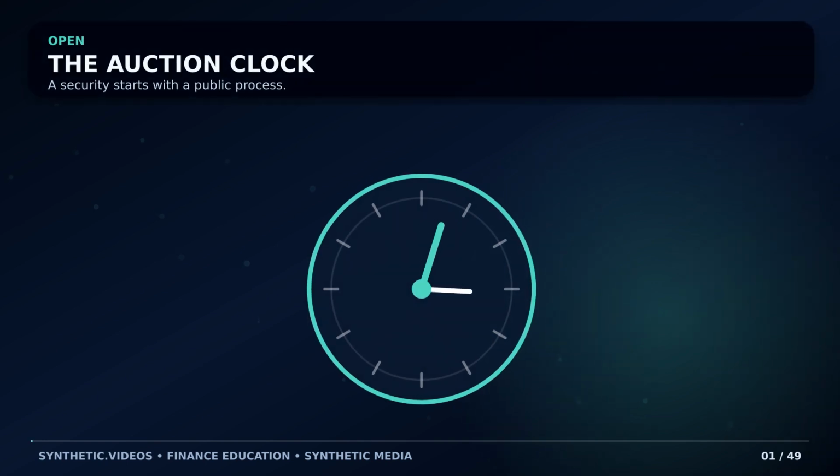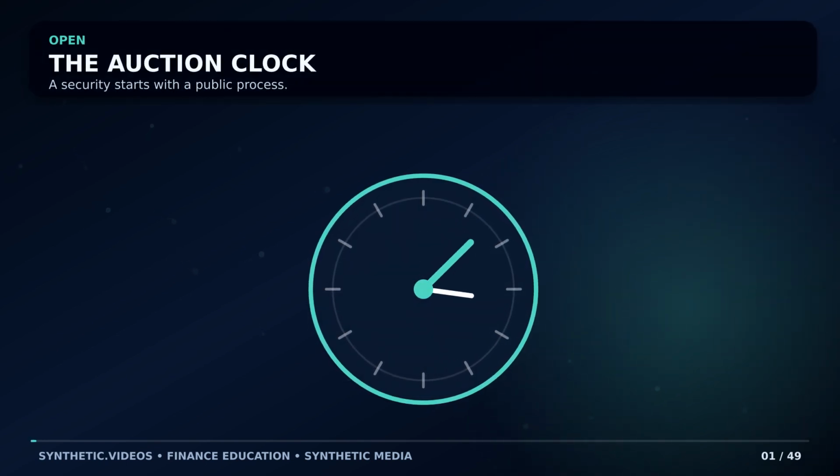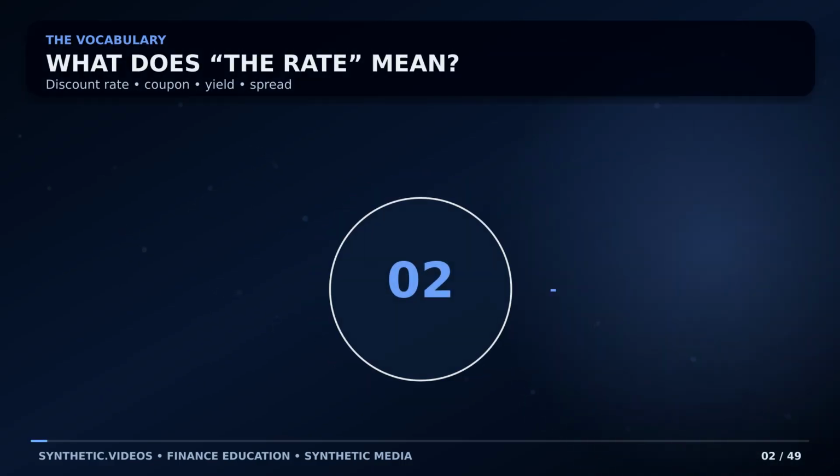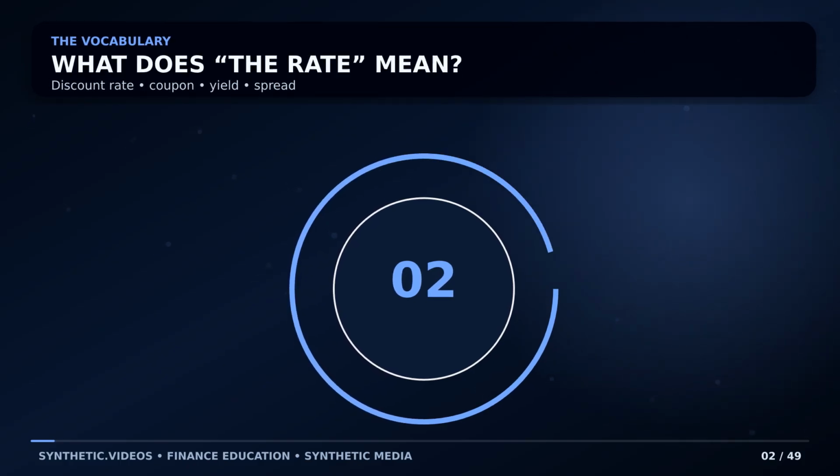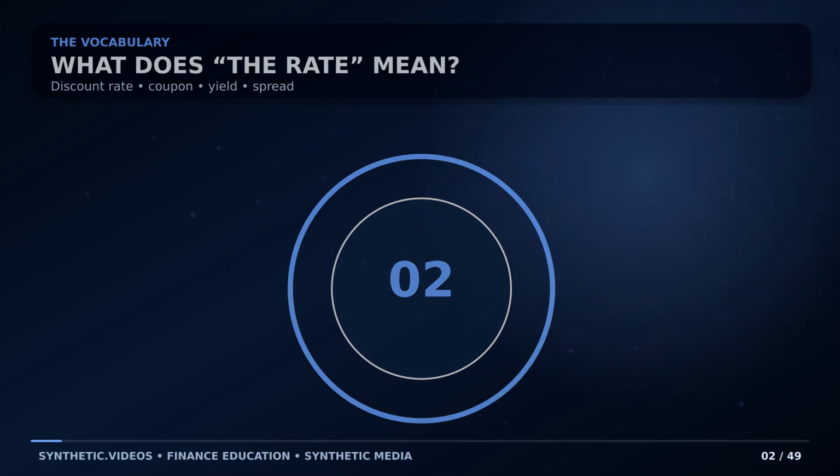Open the auction clock. Every marketable United States Treasury security begins with a public auction. But the number people call the rate can mean a discount rate, a coupon, a yield, or a floating spread, depending on what is being sold. This field guide follows one security from announcement to issue, then separates the numbers that are easy to confuse.